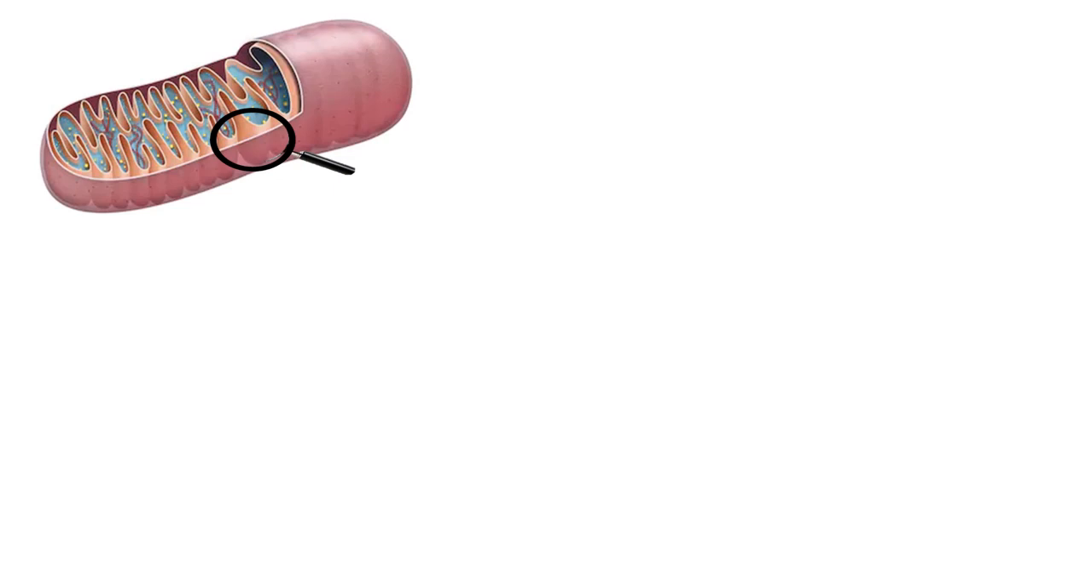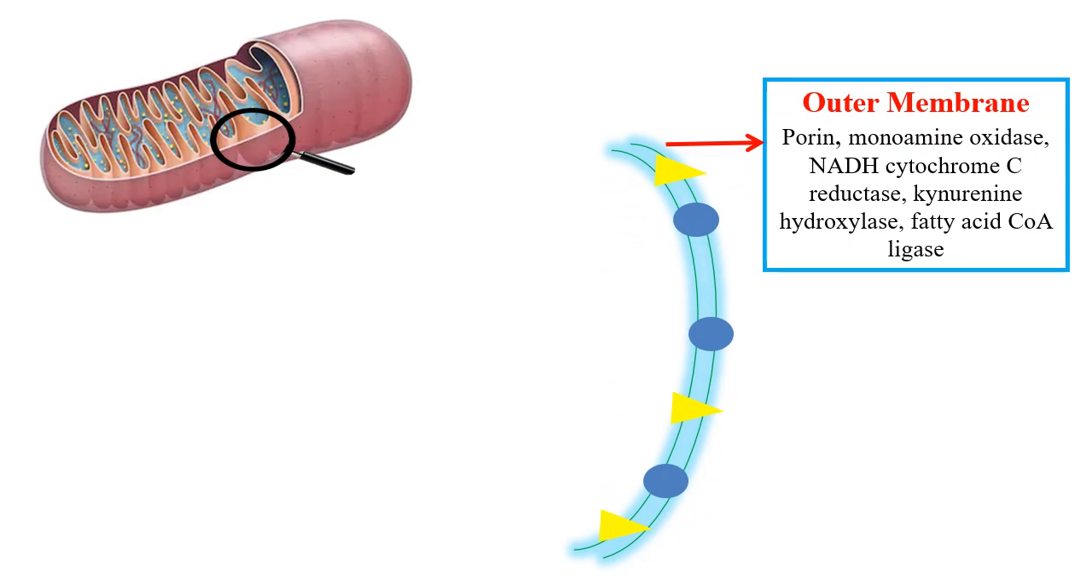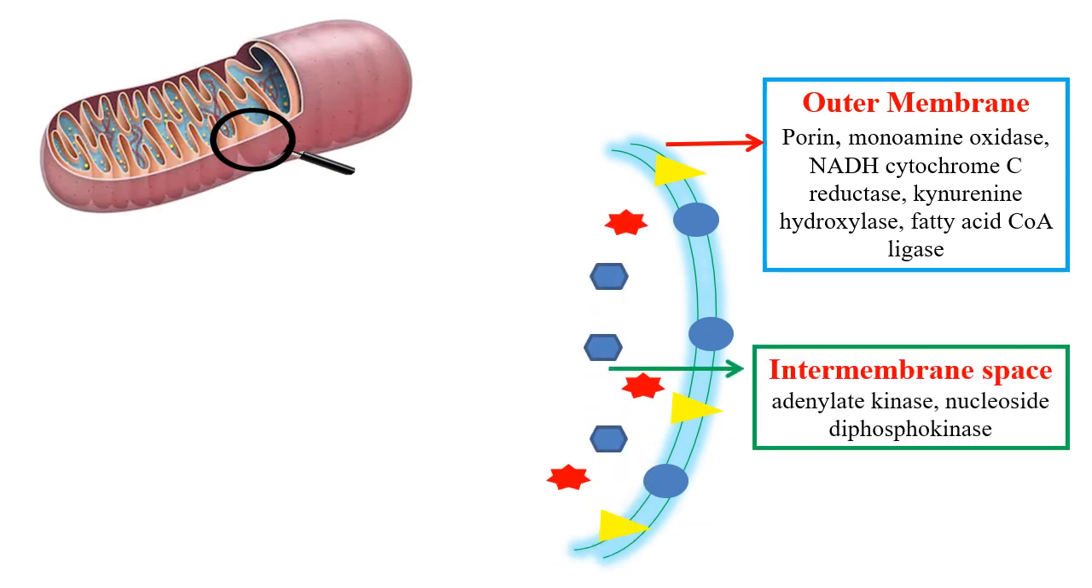So if you zoom into a mitochondrial section, first we would get the outer membrane that contains many copies of porin and enzymes, namely monoamine oxidase, NADH cytochrome C reductase, kynurenine hydroxylase, fatty acid CoA ligase. The next would be the intermembrane or perimitochondrial space containing adenylate kinase, nucleoside diphosphokinase.